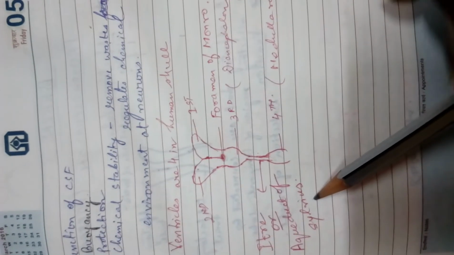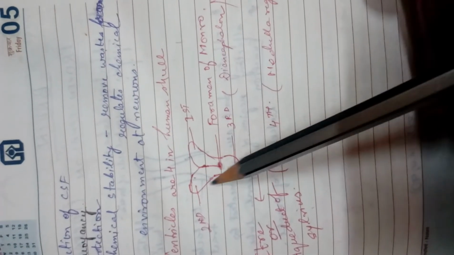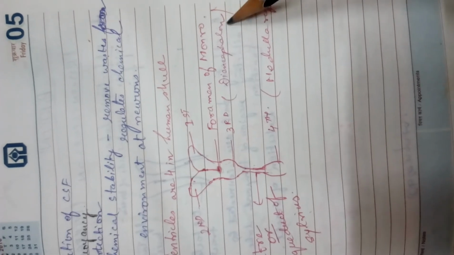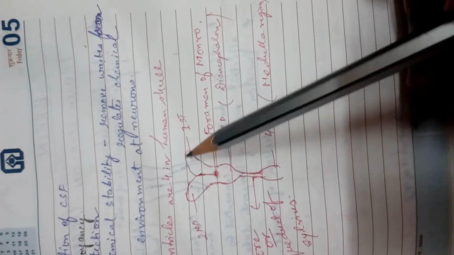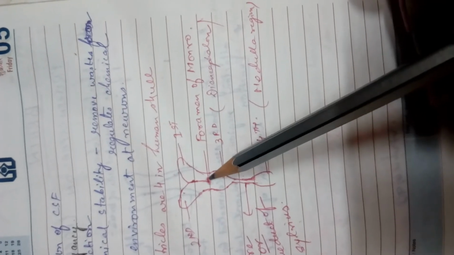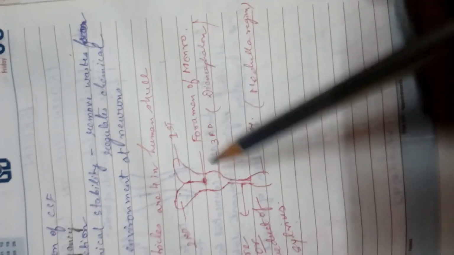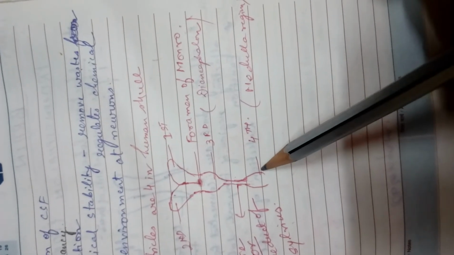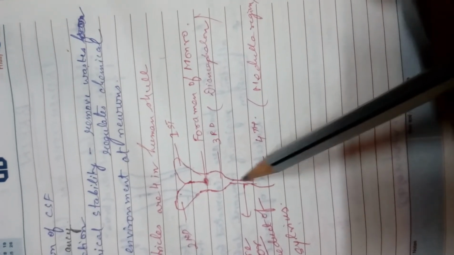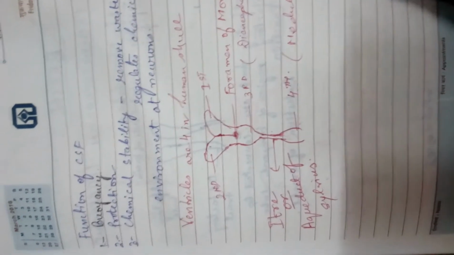Again I am saying, in humans there are 4 ventricles, 1, 2, 3, 4. What are the ventricles? These are the spaces present in the brain. The first and the second are connected with the third ventricle by a narrow hole, called the foramen of Monro. The third ventricle is connected with the fourth ventricle by a narrow tube or hairline like structure, that is called iter or aqueduct of Sylvius. Hope you have understood what is ventricle.